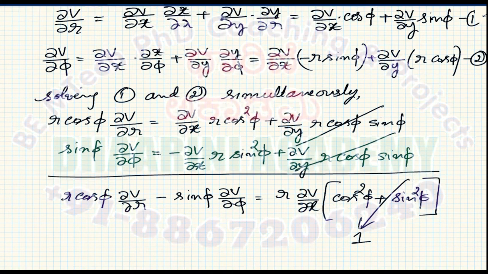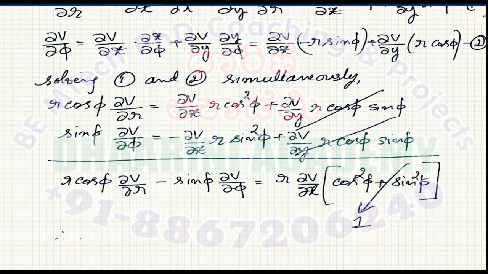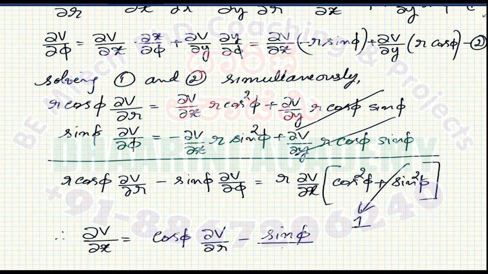So as a result, I can write the equation. Therefore, I'll directly write ∂v/∂x is equal to, so anyway, r cancels. So I just have cos phi ∂v/∂r minus, r goes to the denominator, so I have sine phi divided by r into ∂v/∂phi. Let me call this equation number 3, where I got ∂v/∂x.